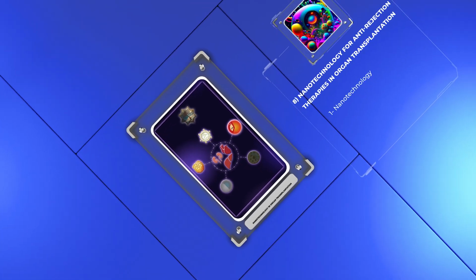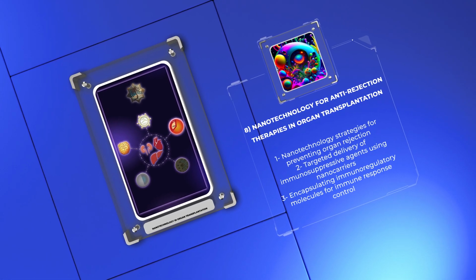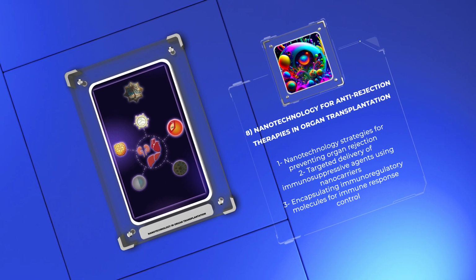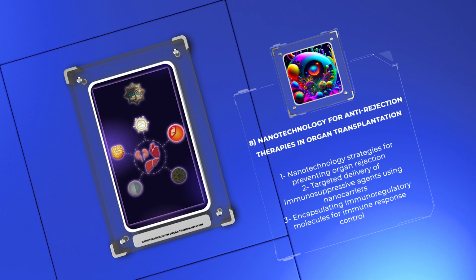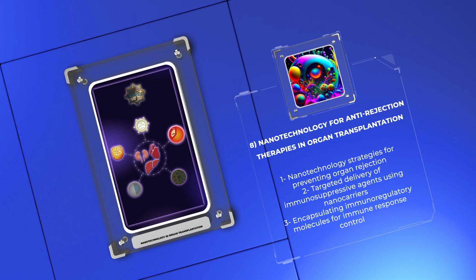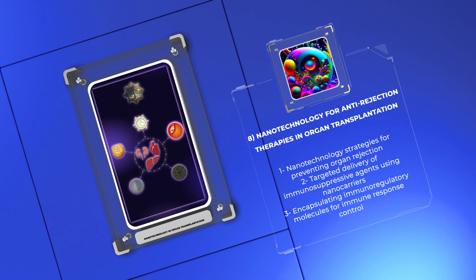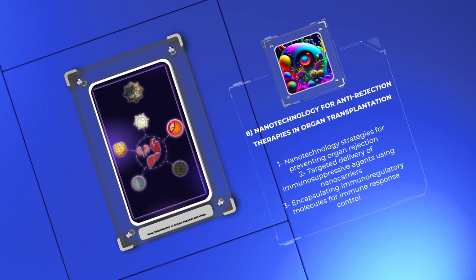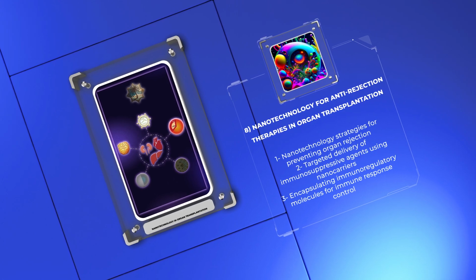Preventing organ rejection is a paramount challenge in transplantation medicine. In this section, we will explore how nanotechnology offers innovative strategies for anti-rejection therapies. We will discuss the development of nanocarriers for targeted delivery of immunosuppressive agents, as well as the use of nanomaterials to encapsulate immunoregulatory molecules, such as siRNA and microRNA, to control the immune response and enhance graft acceptance.